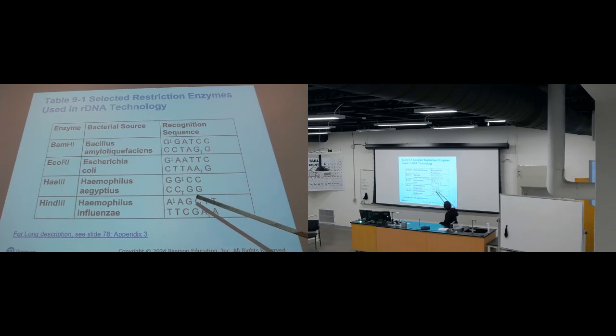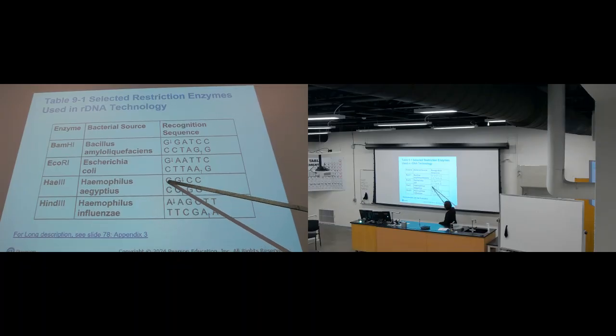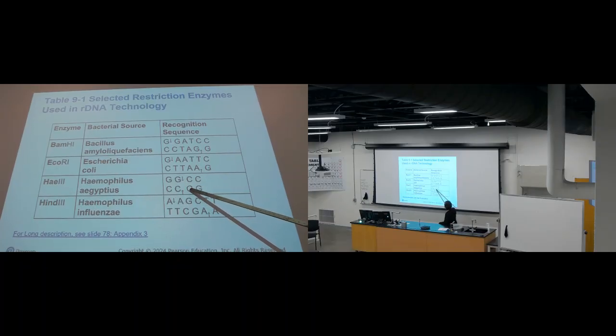So these two, and this other one as well, the HindIII, make sticky ends. They create a staggered cut, like this. And then Haemophilus aegyptius, or HaeIII, makes blunt ends. It cuts between two Gs and two Cs.